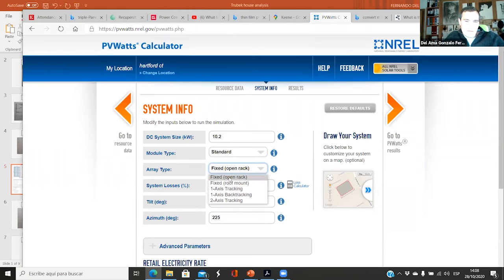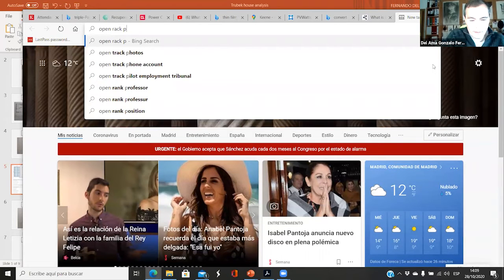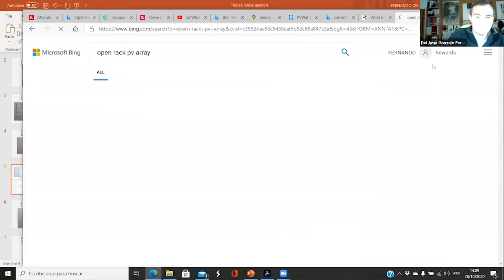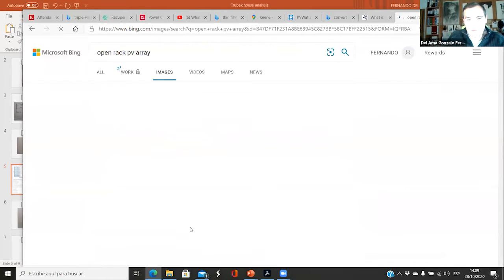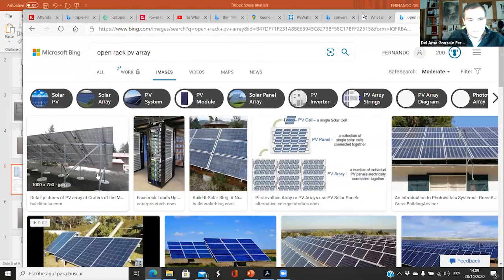With fixed, we have open rack and we have roof mount. In this case, we have a roof. What is an open rack PV array? This is an open rack, okay? So we are not placing the panels on the roof. We have this structure, and then we place the panels there. So this is an open rack.